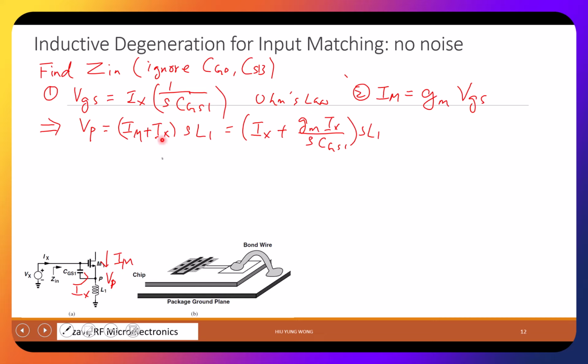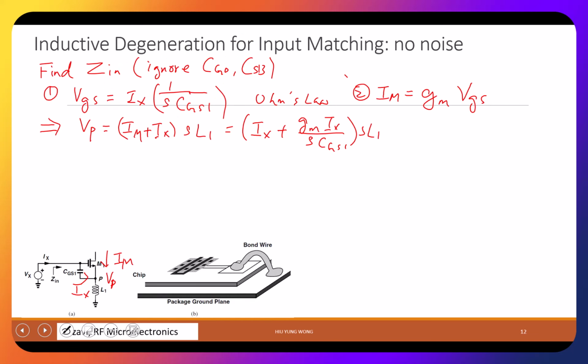sL1 I just copy. Ix I just copy. Im is gm times VGS. VGS is Ix divided by sCGS1. Is that clear? Now I tell you, in the textbook, they just give this one directly because they assume that you're very familiar. You already can see it, right? But we just do more steps. That's the first thing.